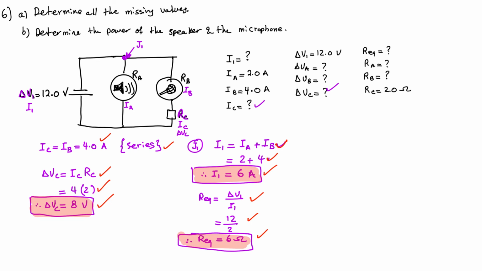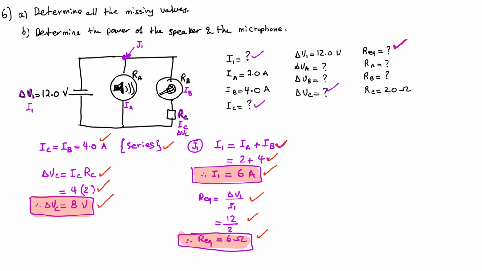Already found a lot of information. Let's put some check marks beside things that I did find. So I found R equivalent here. I'm going to put it like this, or purple is fine. Is there anything else? I1. I found I1, which is nice. I found delta VC. Okay, good.